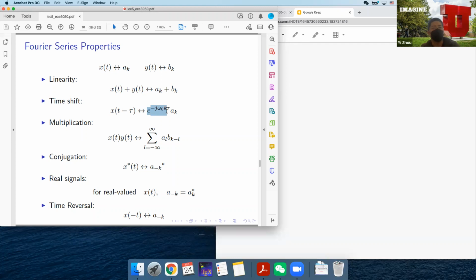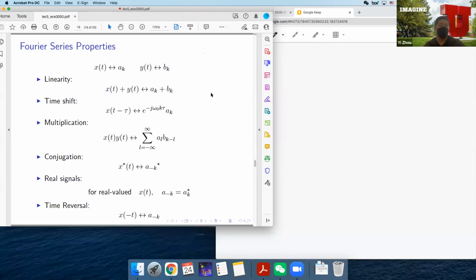And when we multiply a_k by this complex exponential, we are essentially modifying the phase component of the spectrum. So that is to say, a time shift in the time domain will cause a phase shift in the frequency domain, in the spectrum domain. And I think we will prove this later when we talk about Fourier transform. But it is essentially a change of variable in the integration.